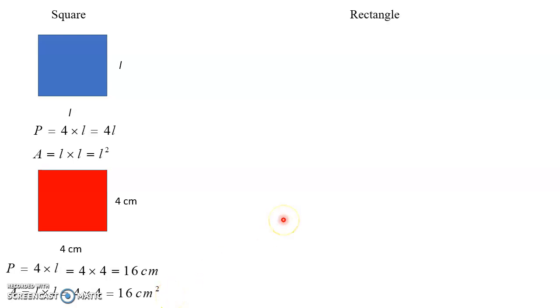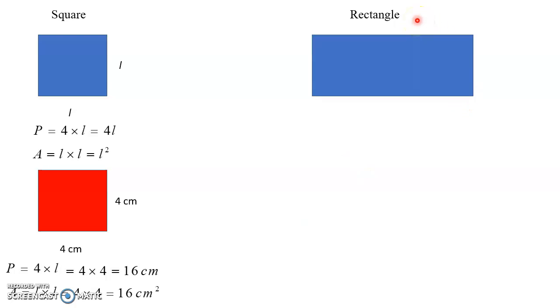Let's look at the next shape. The next shape is a rectangle. This is the basic shape of a rectangle. That side and that side are equal. This side and that side are equal. They are also parallel, but for now we won't concern ourselves with that. This is called the length, and this I'm calling the width. Some call it the breadth, but for now we are going to call it the width.